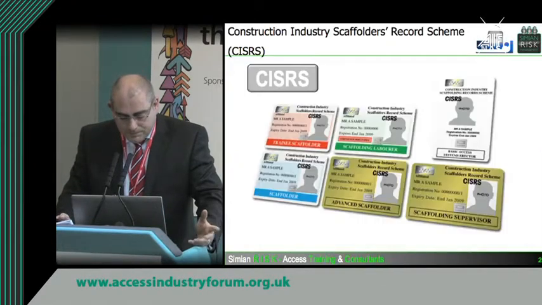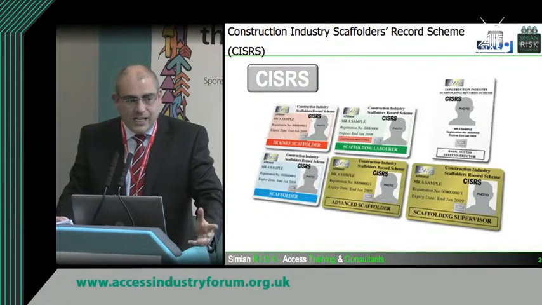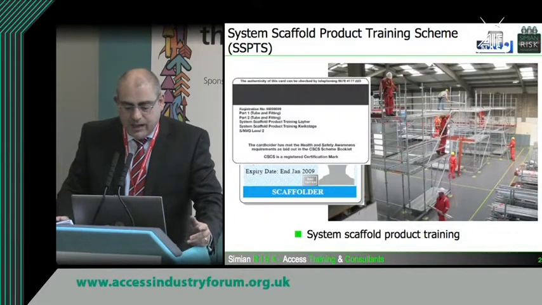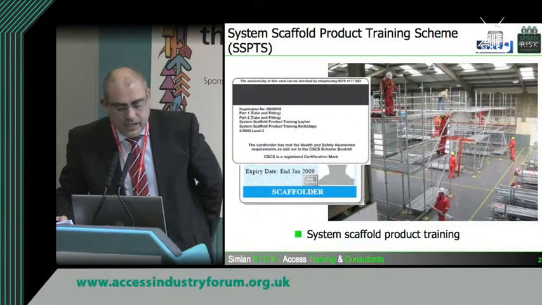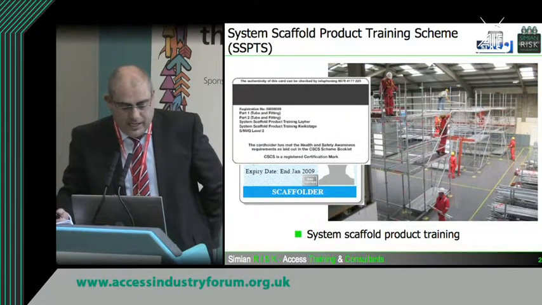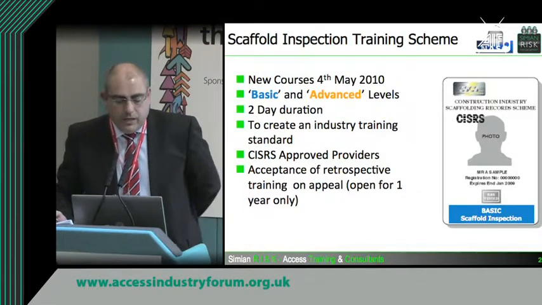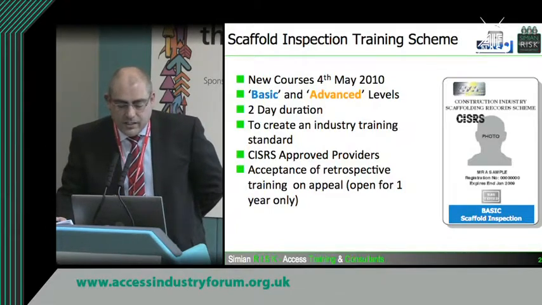Training and competence. The Construction Industry Scaffolders Record Scheme, CISRS, has long been established since the 1970s as the industry standard for scaffolder training. Some recent developments in the scheme: the introduction in 2006 of the System Scaffold Product Training Scheme now means that scaffolders can have the System Scaffold Product Training endorsed on the back of their card. We've also seen last year the introduction of a new Scaffold Inspection Training Scheme, which for the first time creates an industry standard, a national standard for basic and advanced levels in scaffold inspection.